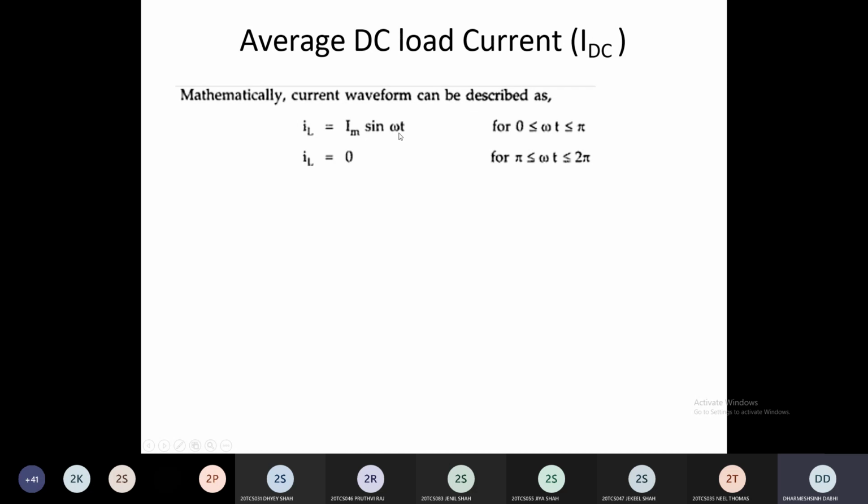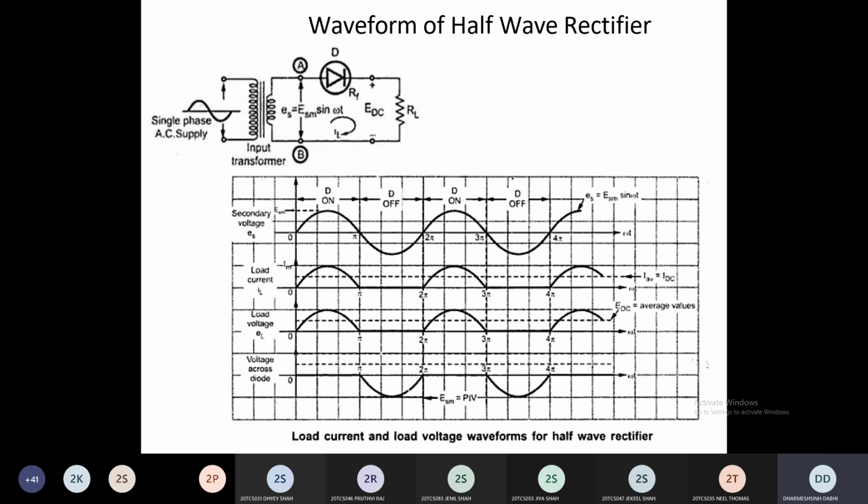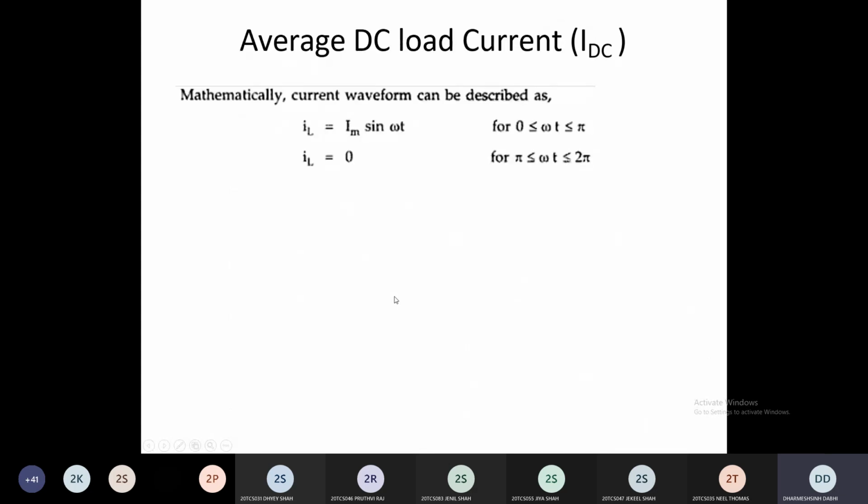Mathematically we can write the equation of load current for these two periods. The first period is 0 to pi, where you get i equal to Im sin omega t, and between pi to 2 pi you get 0. So let's derive the equation of average DC current. This is a pulsating DC current you get at the output. But what is the average of this DC current? The dotted line shown in this graph shows the average DC current flowing into this load. That we call IDC. IDC is derived by using this equation.